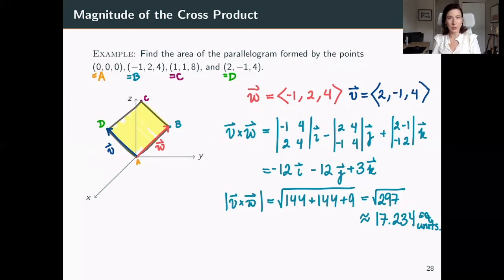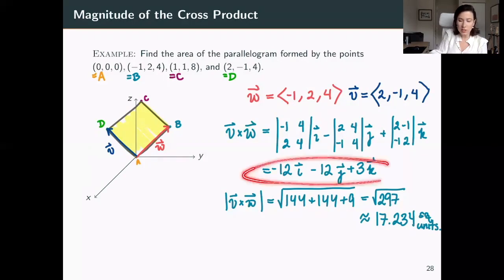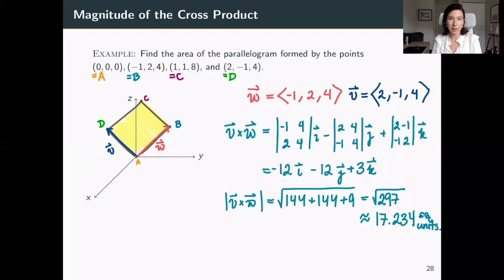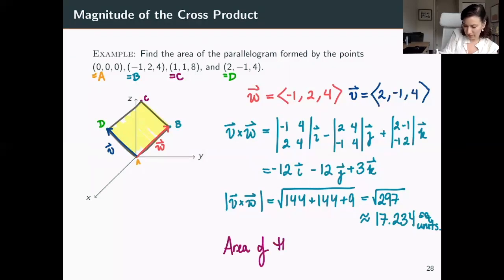Here, we needed to figure out what the cross product was. We used the cross product formula in terms of determinants to find that the cross product of V with W was the following vector. Then, after computing the magnitude of the cross product, we ended up with the square root of 297, which after a short computation in a calculator gave us 17.234 square units. Thus, the area of our parallelogram A is equal to that value.